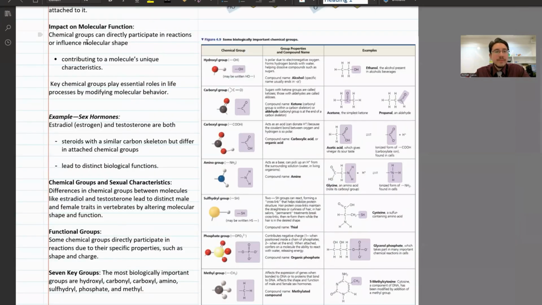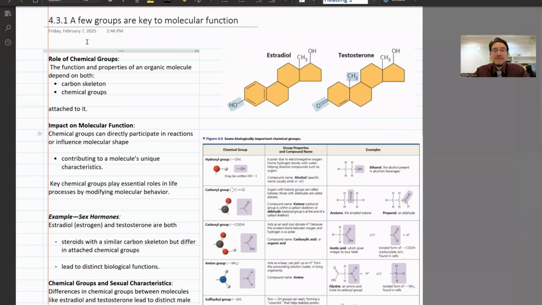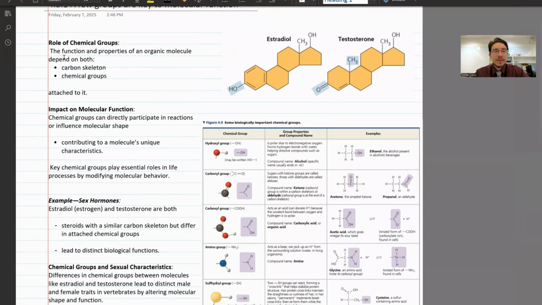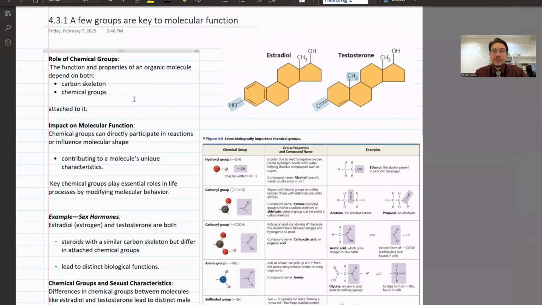In 4.3, we talk about a few groups that are key to molecular function. You will become familiar with these groups as we go along throughout the chapters. Some of them you'll see more often than others. But in general, I talked about the carbon skeleton, which has different atoms that can join to it, but it also can have chemical groups. Chemical groups are small subgroups of different elements or atoms that can give the overall molecule a specific property. So the function and properties of an organic molecule depend on the carbon skeleton and the chemical groups that are attached to it.